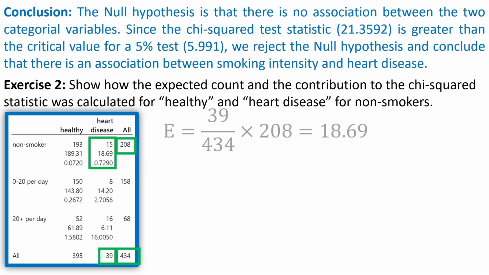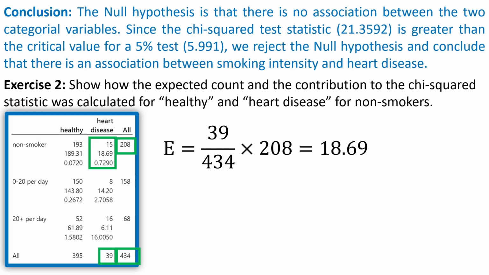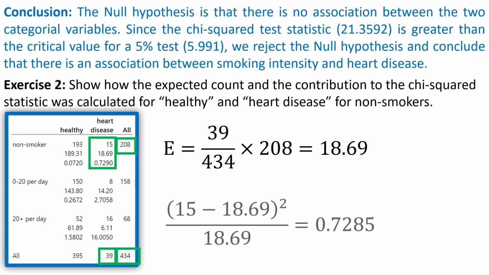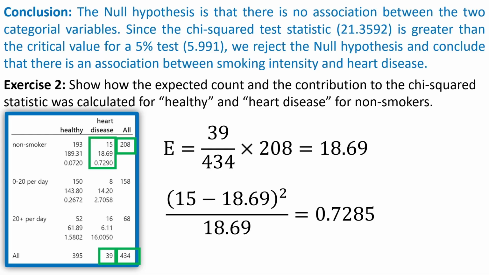Here again, we're looking at the column total divided by grand total times the row total. This gives us the expected counts if the null was true. 18.69, in agreement with the Minitab outputs. And the contribution to the chi-squared statistic, observed minus expected squared, divided again by expectation, 0.7285, in good agreement with the Minitab output. So we're good there as well.